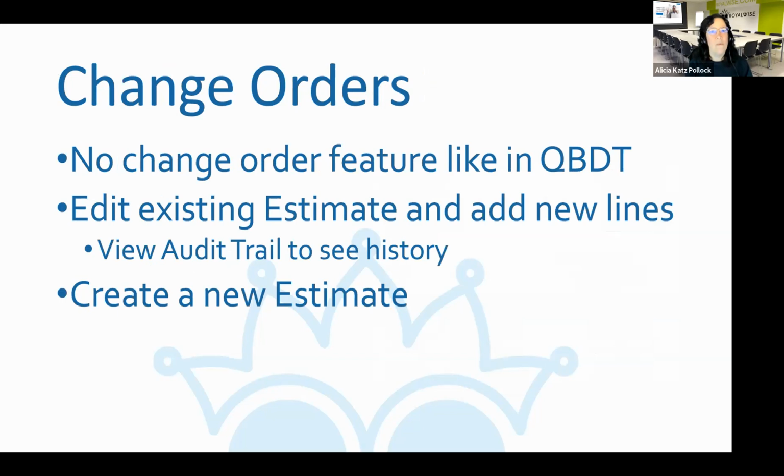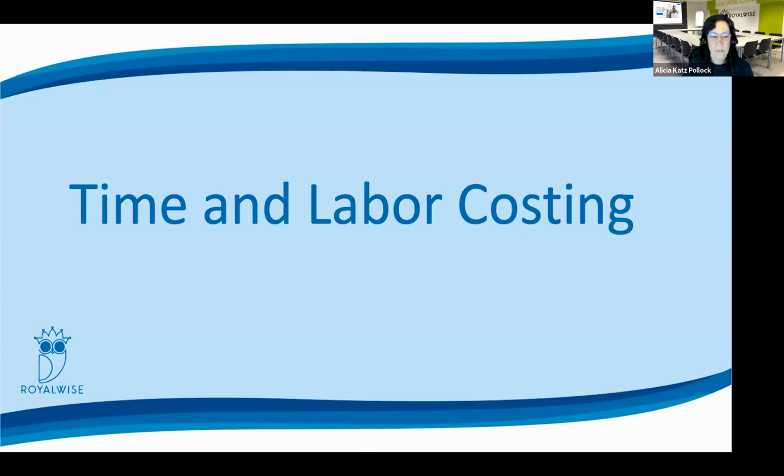Some people will edit one of their estimates and add additional lines down at the bottom. And then you can use the audit log in order to see what changes were made in the history. And so that the audit log reports can serve as a summary of change orders, or others will just create a new estimate for the additions so that you can see the stages of the project. Either way is completely fine.